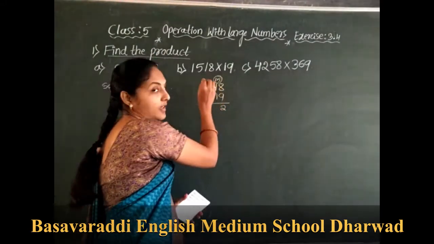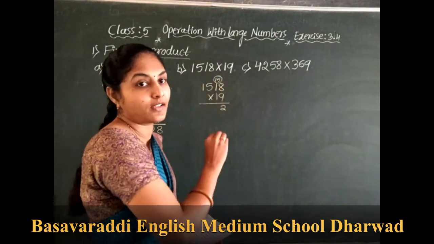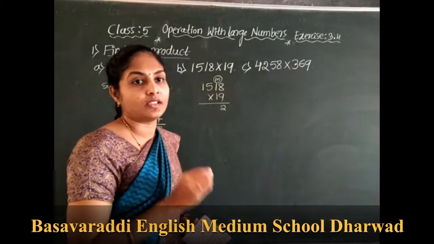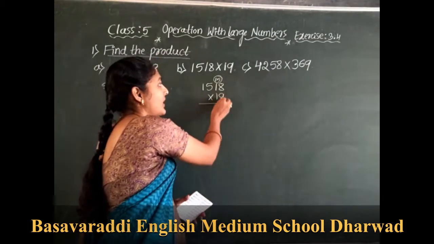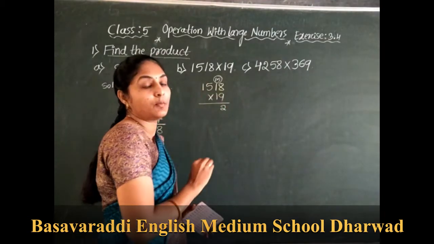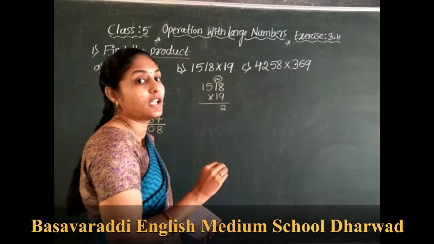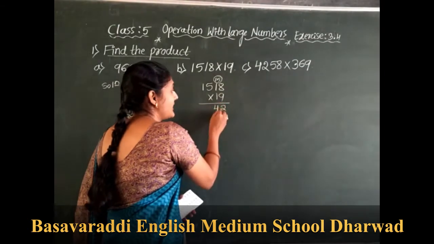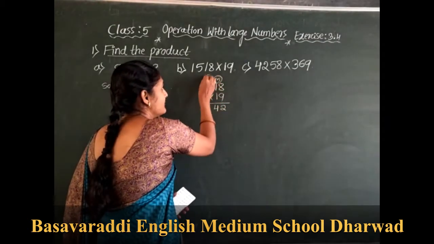Next, 19 ones are 19. Whenever you multiply 1 by any number, you get the same number there. So 19 ones are 19. 19 plus 15 is, what is that? 34. So write the 4 in the tens place, 3 carry over.